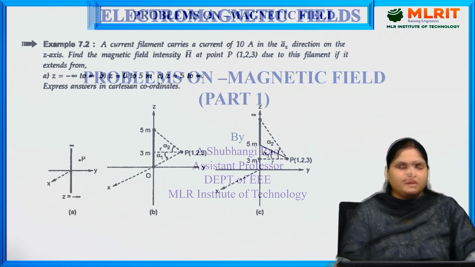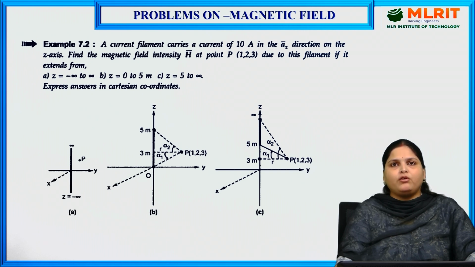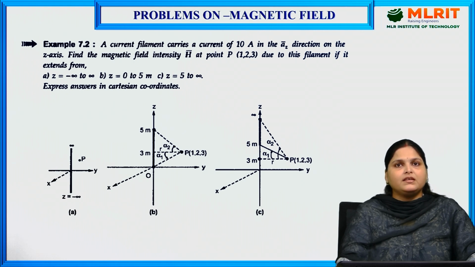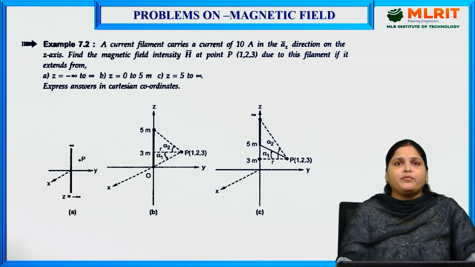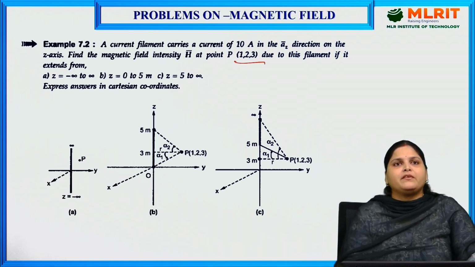So let's start. Let's take this problem. The question is given as: a current filament carries a current of 10 amperes in the a_z direction on the z-axis. There is a current filament along the z-axis and it carries a current of 10 amperes in the a_z direction. We have to find the magnetic field intensity, H bar, at point P (1, 2, 3) due to this filament which is on the z-axis.